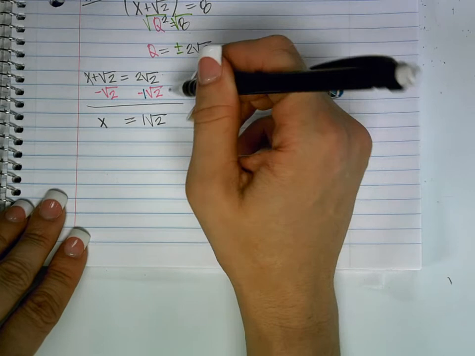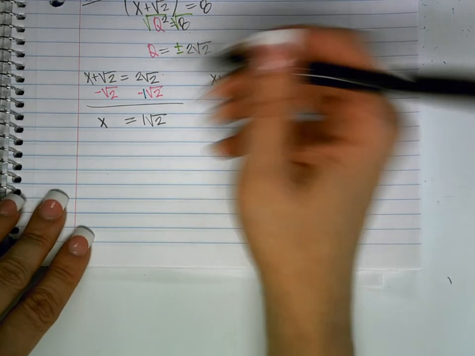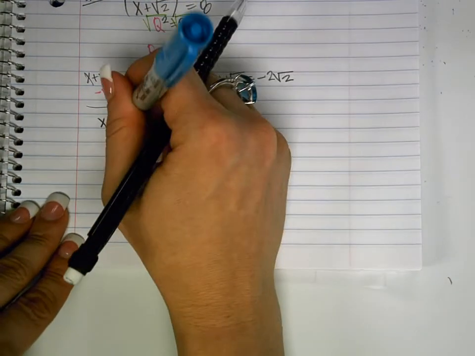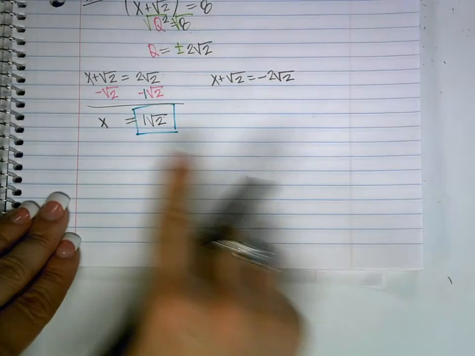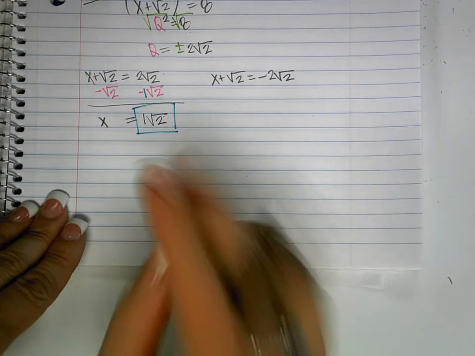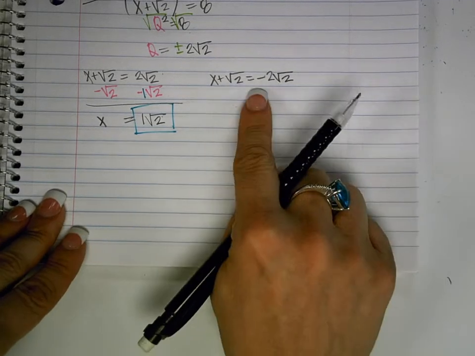That root 2 does not cancel out. That would be division if they cancel out. Okay, this one is just subtraction. So here, that is one of your answers. Now, if you just wrote it as root 2 without the 1 in front, that's the same thing. It's kind of like writing just an x as opposed to a 1x. It's the same thing.